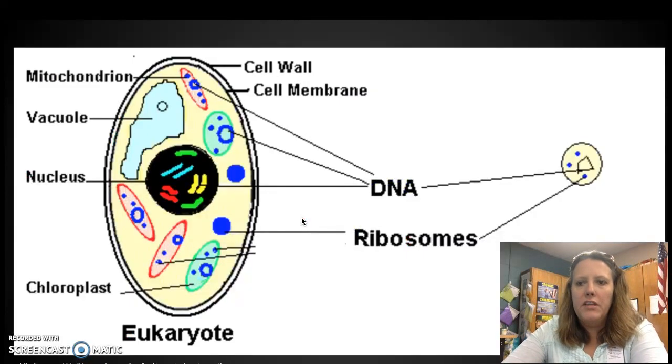Okay, this kind of cell is what we call a prokaryote. So prokaryote right here is a small, simple cell. It has DNA, it has ribosomes, it has cytoplasm and a cell membrane, but it doesn't have all of these other things that we've been talking about.